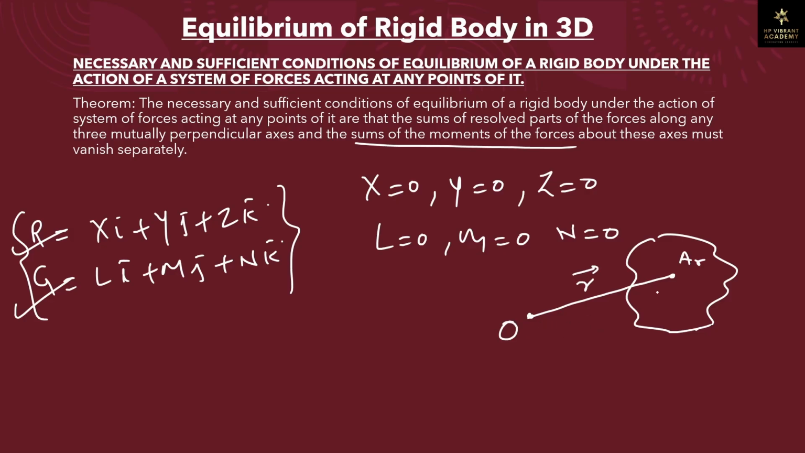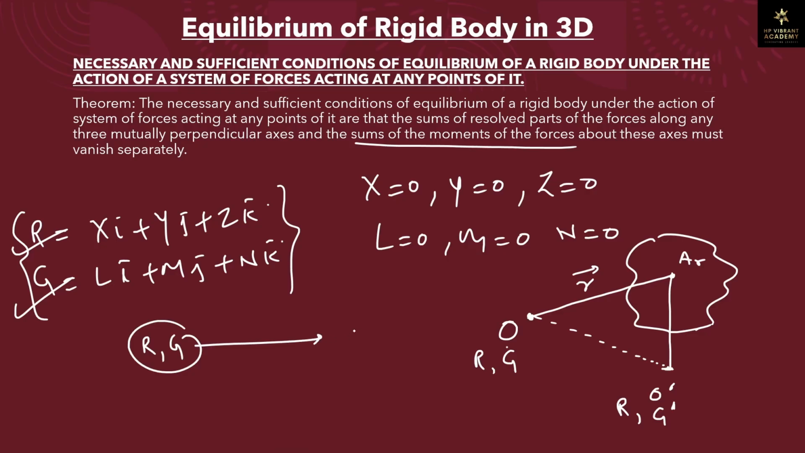Suppose we change the base point from O to O dash. With respect to point O, that is the base point, we have the resultant as R and couple of moment as G. Now on changing the base point from O to O dash, there is no change in the resultant, but there is a change in the couple of moment. So R and G get changed to R and G dash.